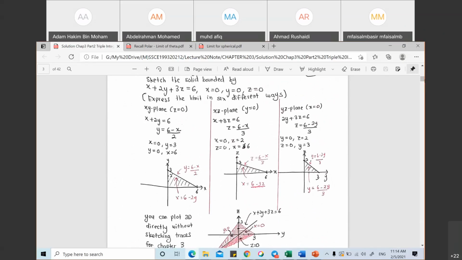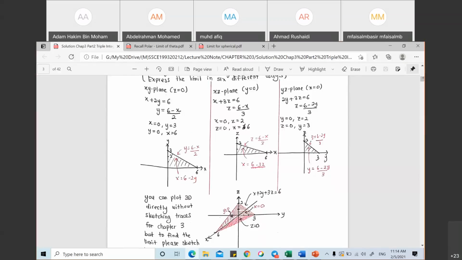You see here, y is 6 minus x over 2. So when x is 0, y is 3. When y is 0, x is 6. Okay, correct? So your y is 6 minus x over 2, or your x is 6 minus 2y, correct? Okay, which is correct.